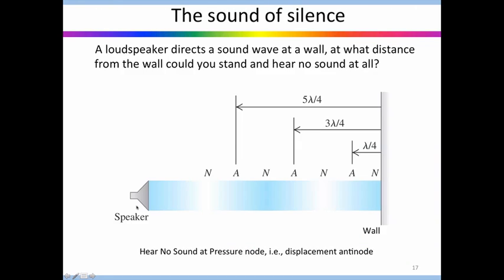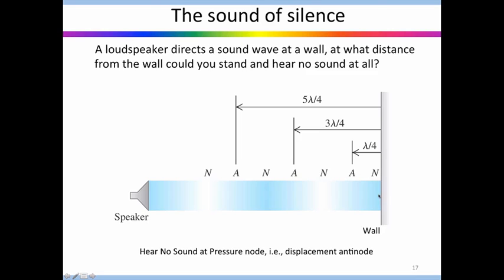Now, if I have a loudspeaker and I direct it towards a wall, the sound wave will be reflected, and you can set up a standing wave just like you did in the tube. Then at what distances could you stand and hear no sound at all? Because it's a standing wave, at a wall you necessarily have a displacement node, because the air molecules cannot move into the wall. Of course they can move away from the wall, but because they cannot move into it, the better option is to remain still. That's why walls are always displacement nodes.